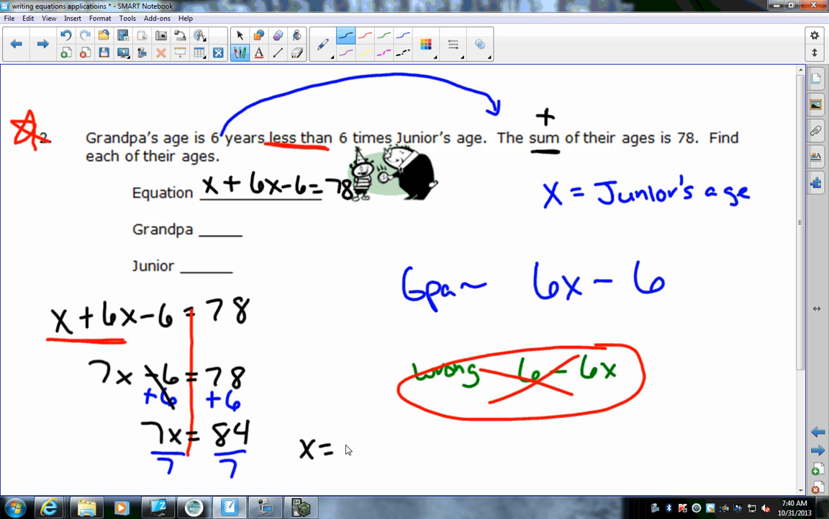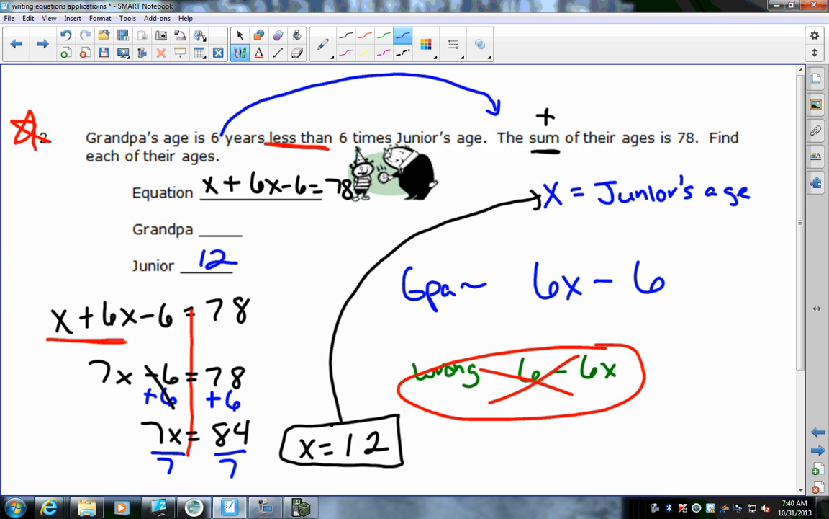X equals, let's see, what is that? 12. Okay. So x is 12. Look, that's what we said Junior's age was. So Junior is 12. Grandpa is 6 times 12 minus 6. 6 times 12 is 72. 72 minus 6 is 66. So Grandpa is 66.